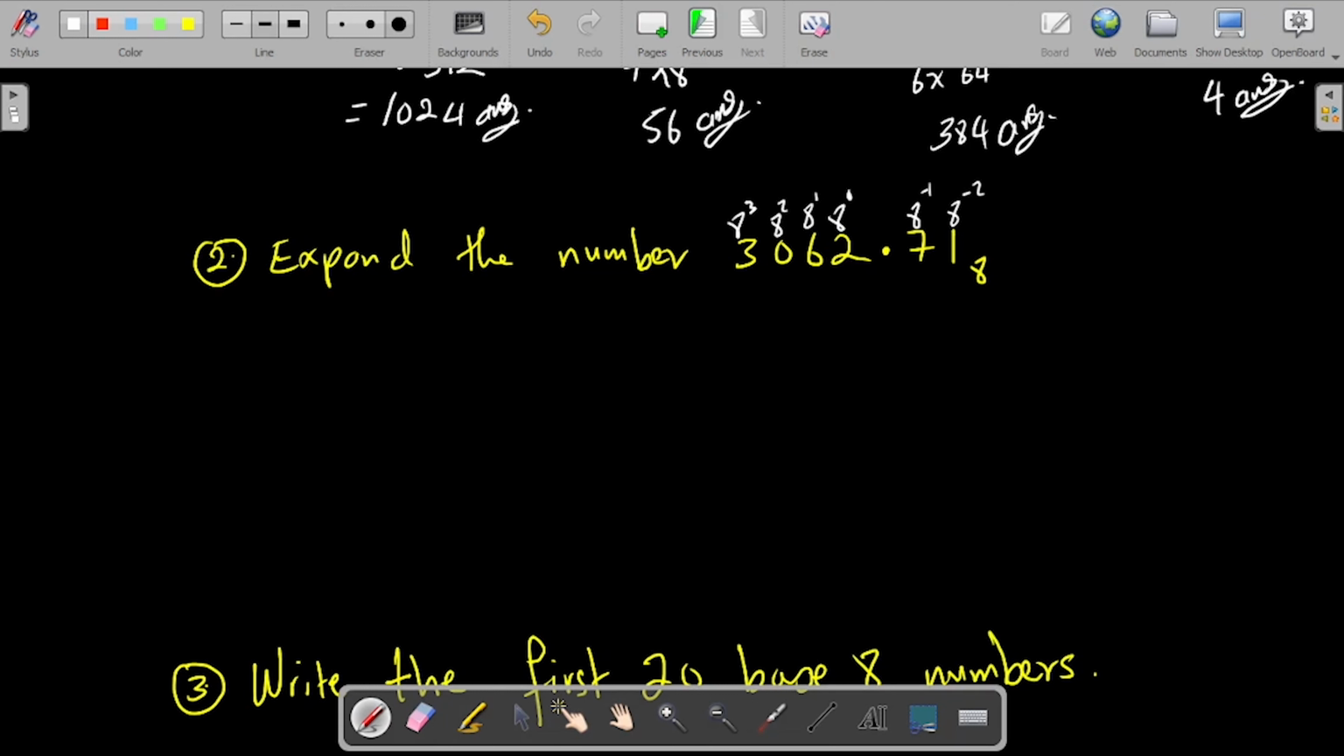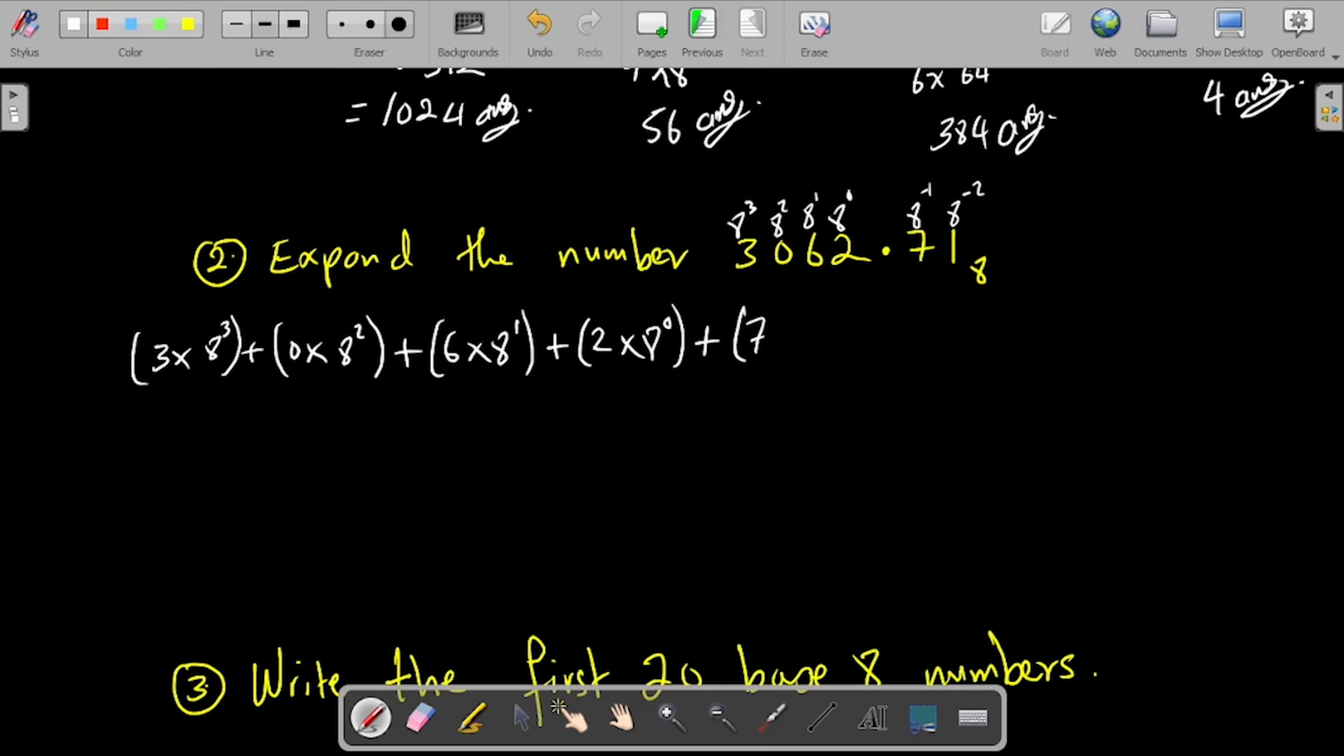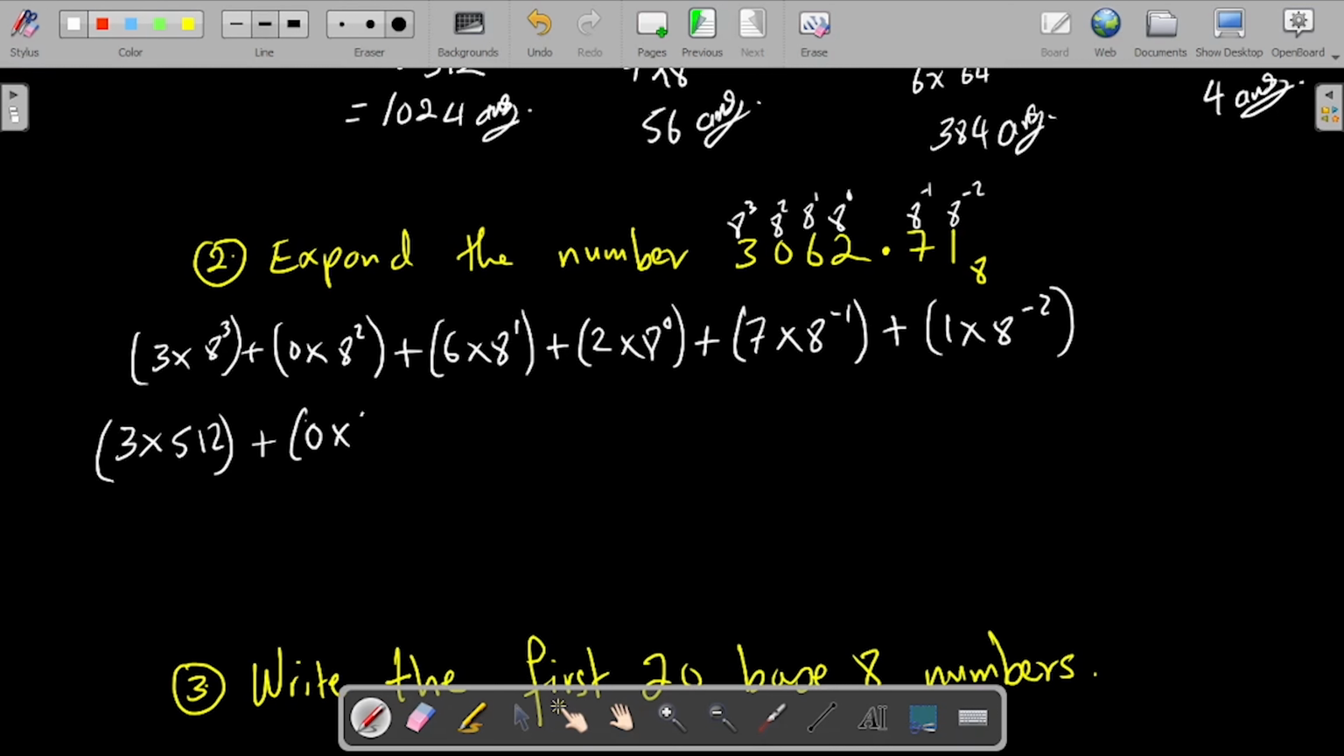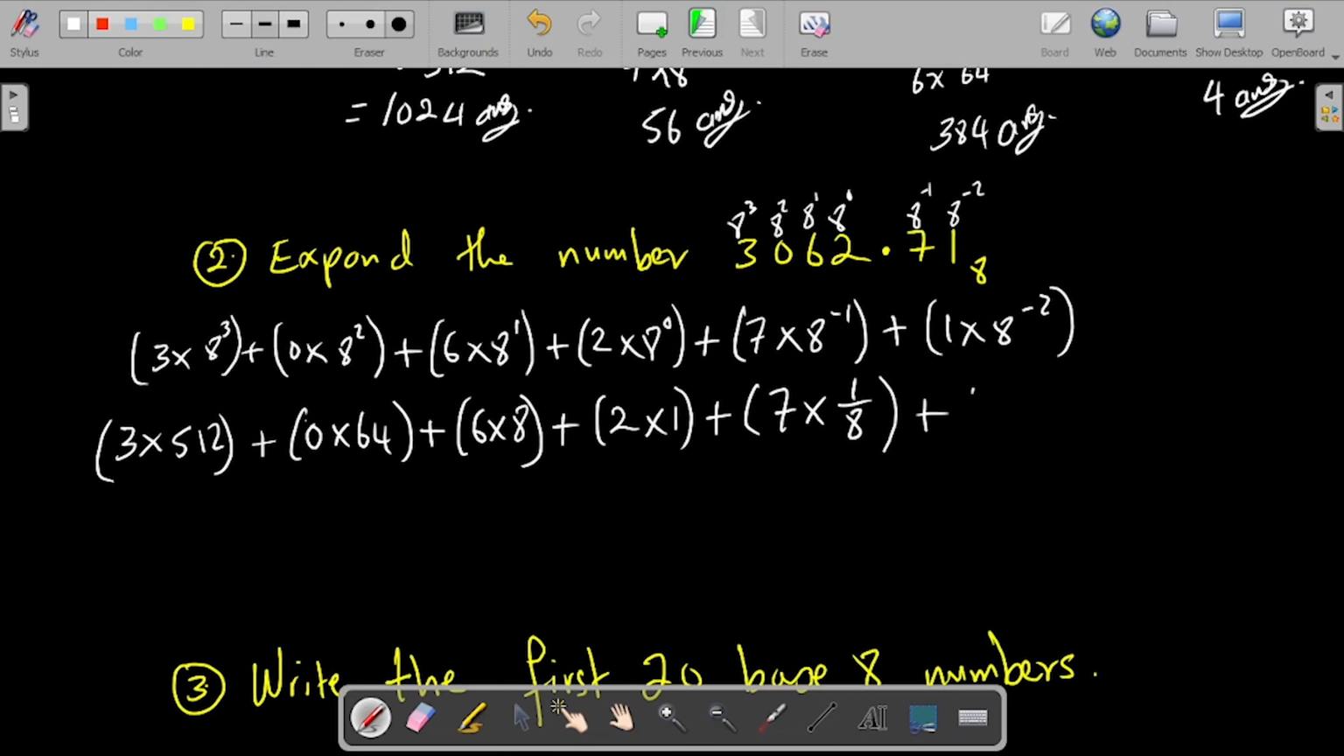So then expanding it, we'll get 3 times 8 cubed plus 0 times 8 squared plus 6 times 8 to the power of 1 plus 2 times 8 to the power of 0, and then plus 7 times 8 to the power of -1, as well as plus 1 times 8 to the power of -2. And then 8 to the power of 3 is 512, so that's 3 times 512, plus 0 times 64, right? Plus 6 times 8, plus 2 times 1, plus 7 times 1 over 8, plus 1 times 1 over 64, right? And that's our answer here.